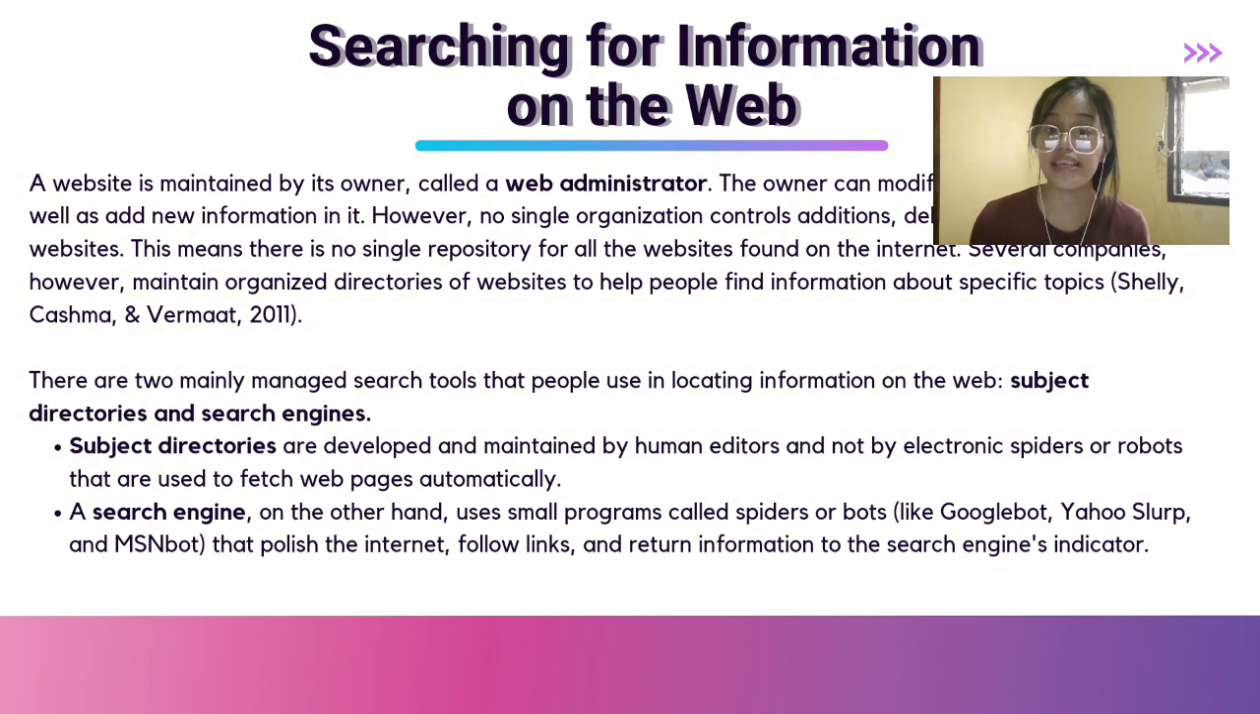So there are two mainly managed search tools that people use in locating information on the web. First is the subject directories and search engines. So subject directories are developed and maintained by human editors and not by electronic spiders or robots that are used to fetch web pages automatically. So this one daw, it is organized by human editors into categories and subcategories which make it easy to find information on a specific topic.